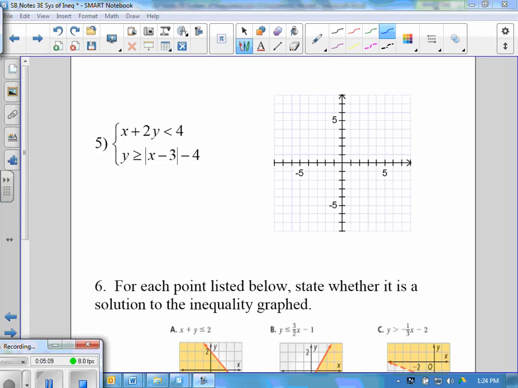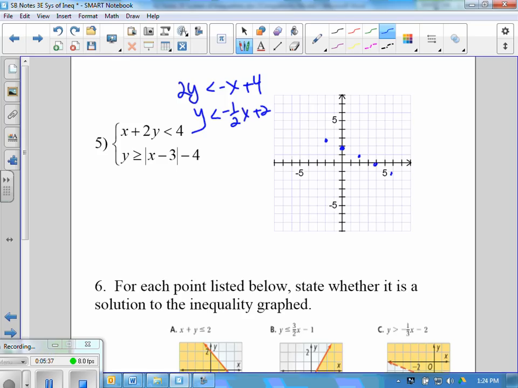The next example includes both a line and an absolute value graph. Think carefully about how you graph your absolute value. We'll start with the line. Solving for y, we're going to get 2y is less than negative x plus 4. Dividing by 2, we'll get y is less than negative 1/2 x plus 2. So we're going to start on the y-axis at 2, go down 1 and over 2.